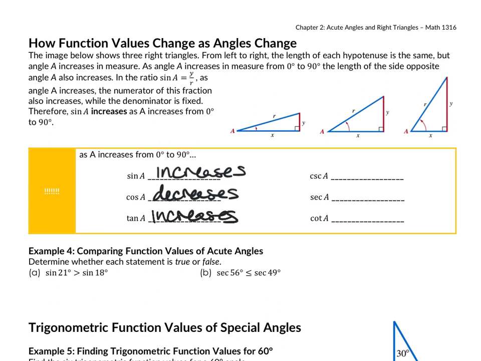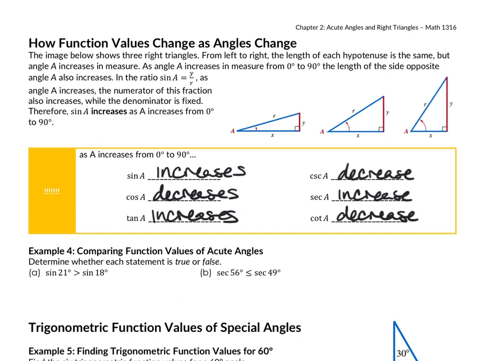Now, the reciprocals do not exactly follow suit. Since we are changing denominators for the reciprocals, as A increases, cosecant of A is actually going to decrease, secant of A is going to increase, and cotangent of A is going to decrease.